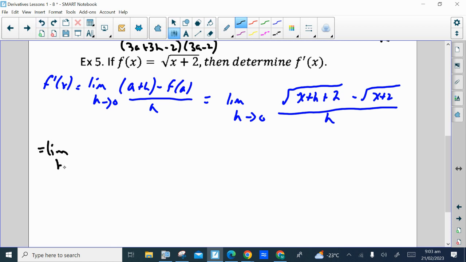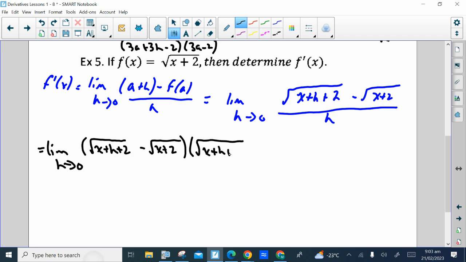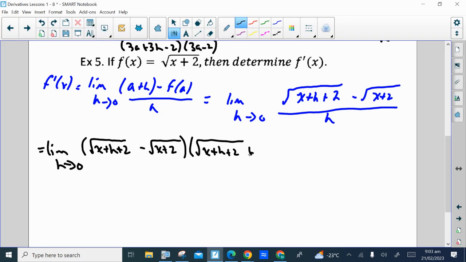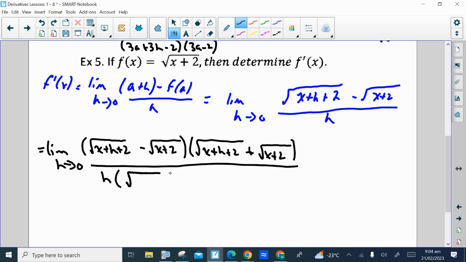This will be the limit as h approaches 0 of the root of x plus h plus 2 minus the root of x plus 2. And I'm going to multiply by the conjugate, which will be the root of x plus h plus 2 plus the root of x plus 2. So we're multiplying top and bottom by that conjugate.